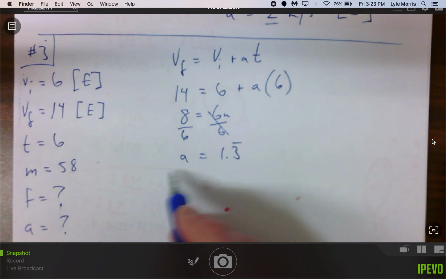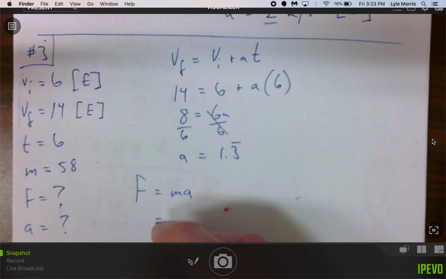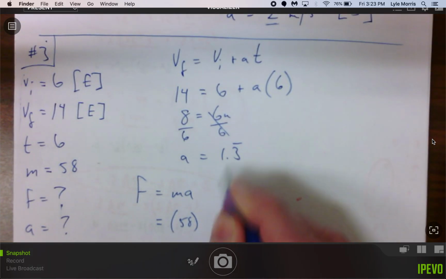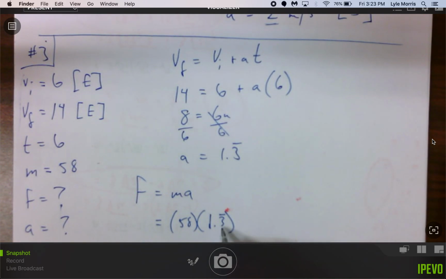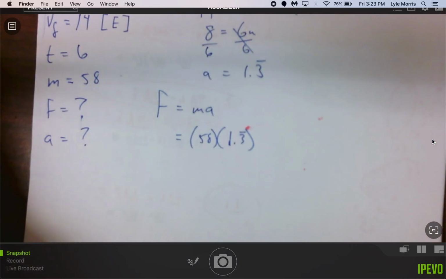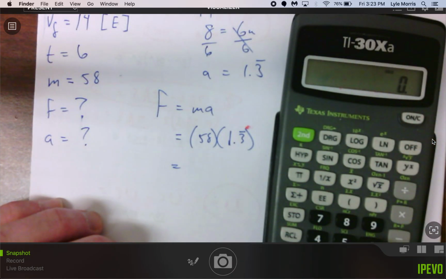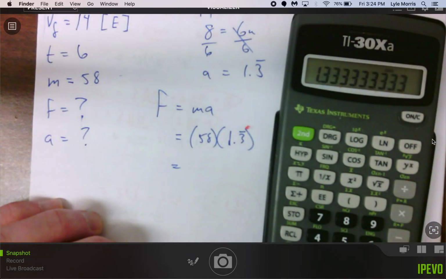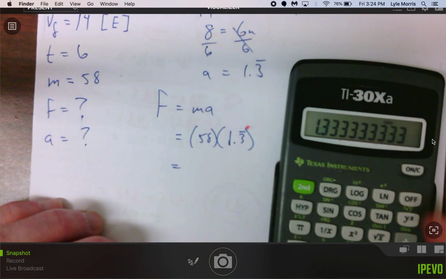4 over 3 does. So now F equals ma. We want to figure out force. Well, mass is 58 times acceleration, which is 1.3 repeating. That's important. If we just punch in 1.3, it might give us a goofy answer. So what I will often do is I'll just do 4 divided by 3 to give myself the 1.3, or 8 divided by 6. It's the same thing. 1.3 and so on, times 58.